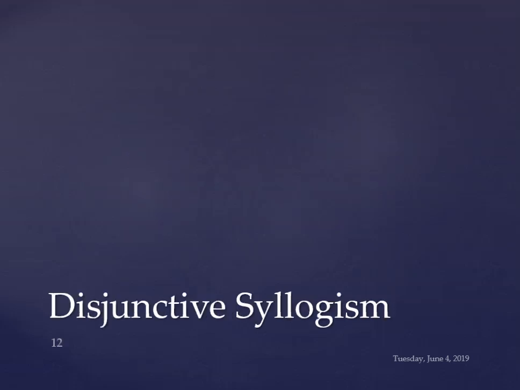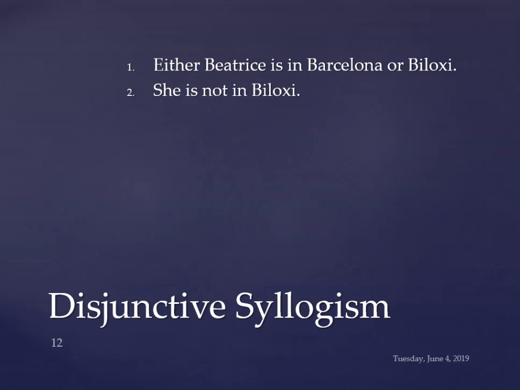Another classical argument form is called disjunctive syllogism. The way disjunctive syllogism works, it looks like this. Here's an example. The first premise says either Beatrice is in Barcelona or Biloxi. So you think, okay, there are two possibilities where she could be. Then premise 2 eliminates one of those possibilities. It says that she is not in Biloxi. So then you can conclude that therefore she is in Barcelona.